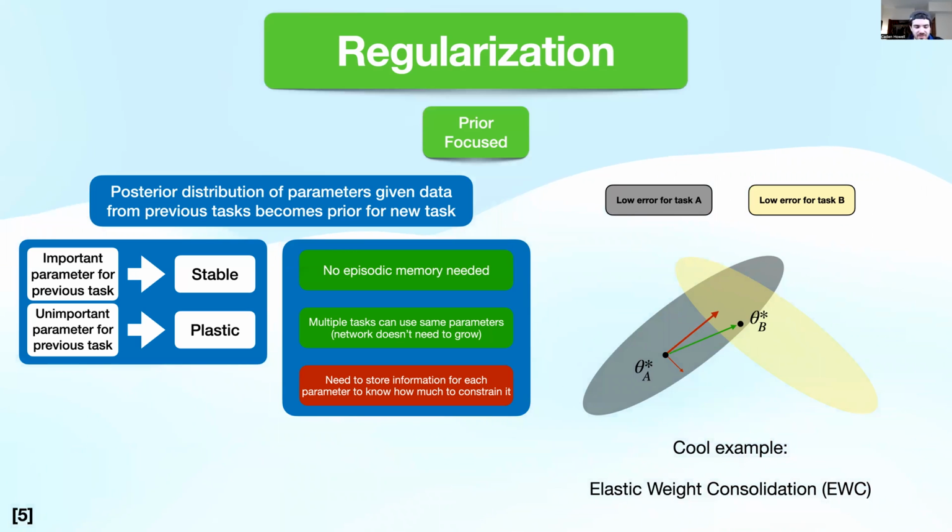Again, the real downside to this is that you need to store additional information. It varies method to method, but you need to store some kind of information for each parameter to say how important it is.